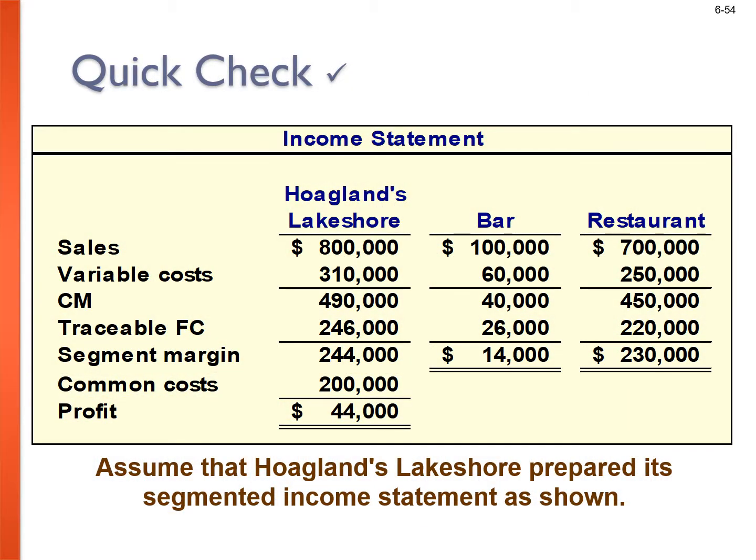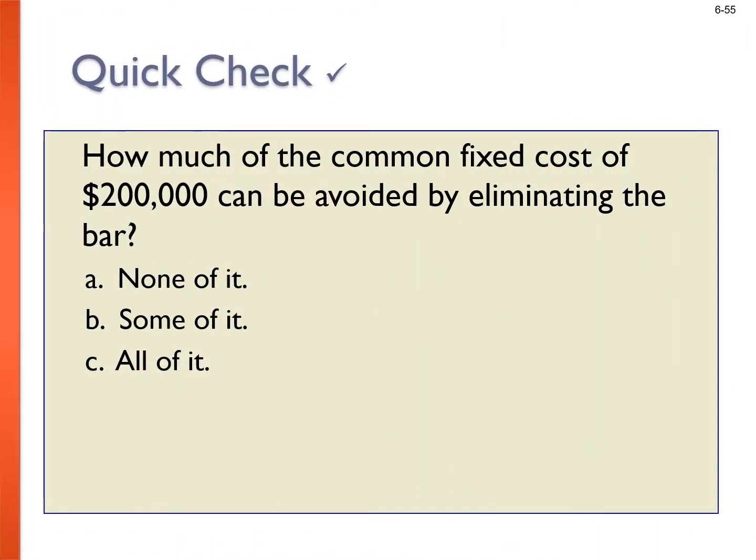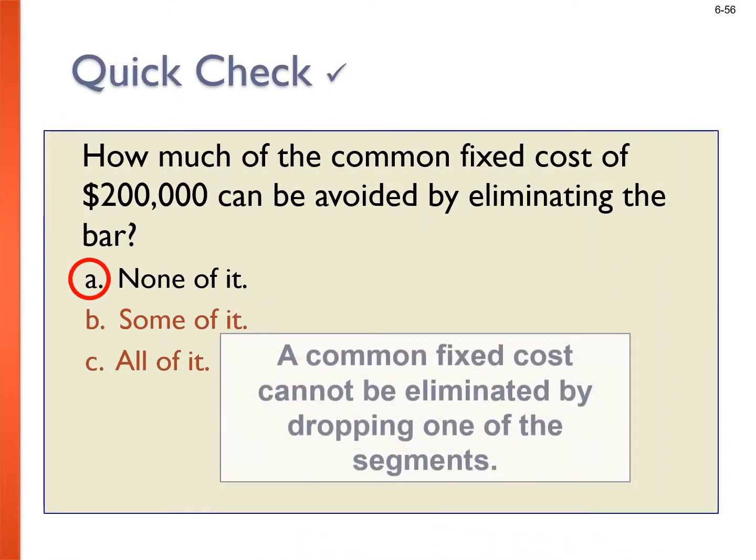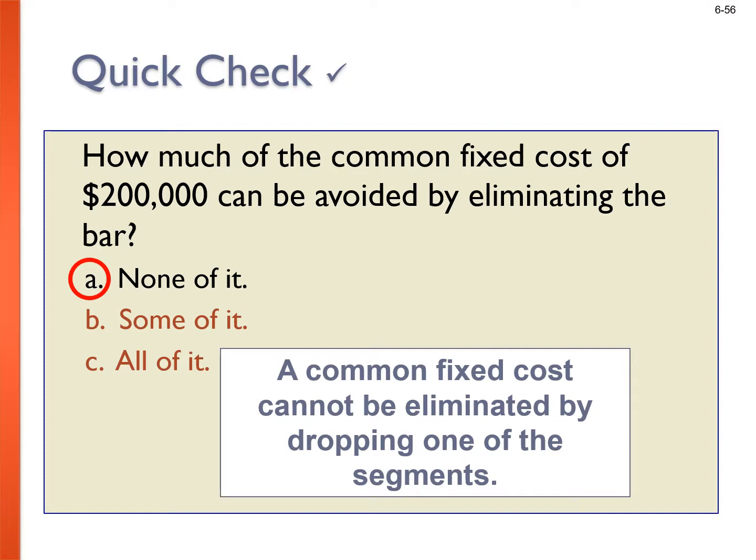So it's a little quick check. Hoagland's Lakeshore has a bar and a restaurant. There are their sales, variable cost, contribution margin, traceable fixed costs, broken down by bar and restaurant, and then the common fixed costs. Assume Hoagland's Lakeshore prepared its segmented income statement as shown. How much of the common fixed cost of $200,000 can be avoided by eliminating the bar? Well, none of it. That's why it's a common fixed cost.